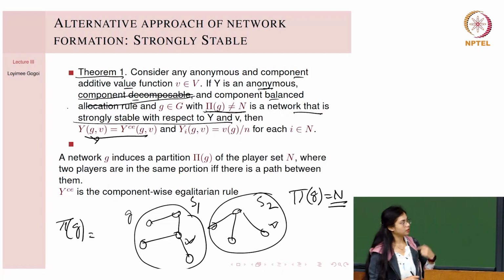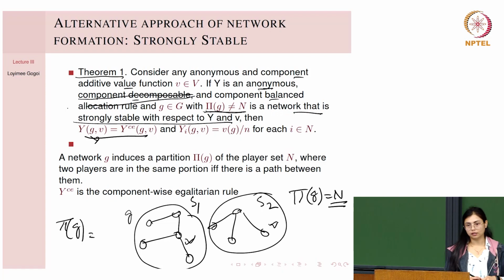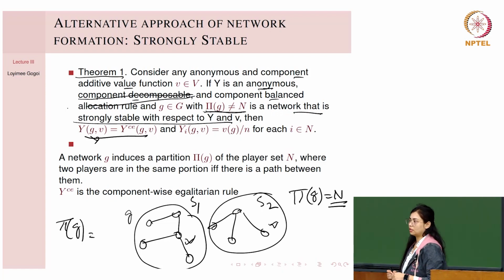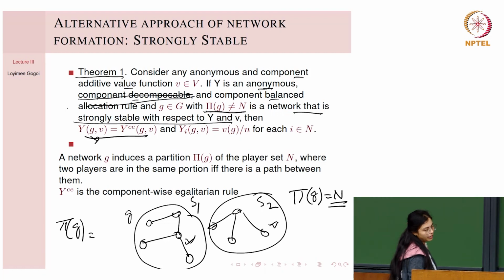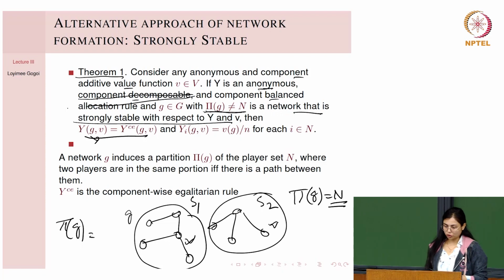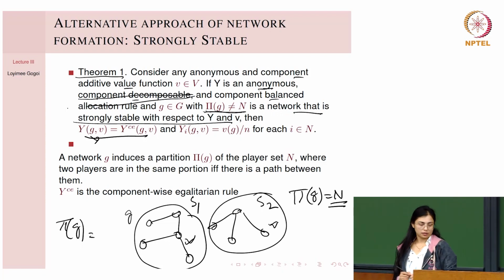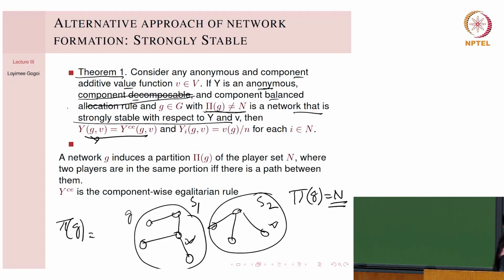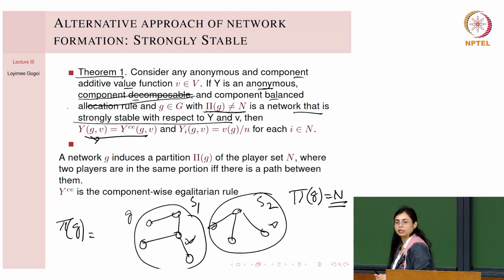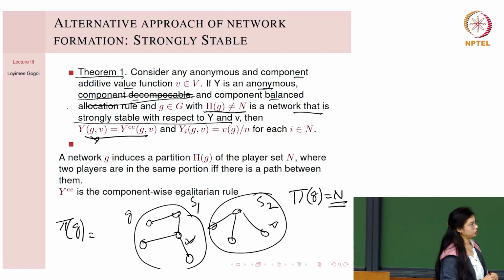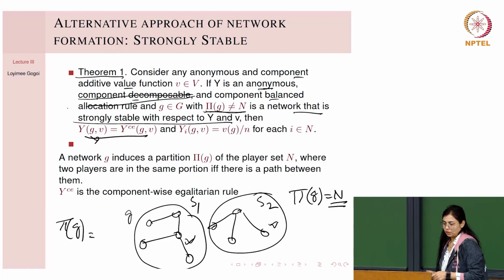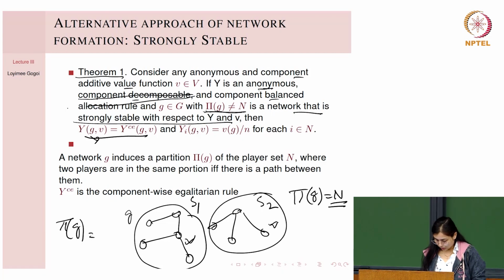But the converse we can't say. This is only a necessary condition, the sufficient condition may not be true, right? So if we have a strongly stable network, where V is component additive and anonymous, and Y is an anonymous, component decomposable and component balanced rule, then we can say this allocation rule is nothing but the component-wise Euclidean allocation rule. Okay. Now let me tell you what component decomposable is.